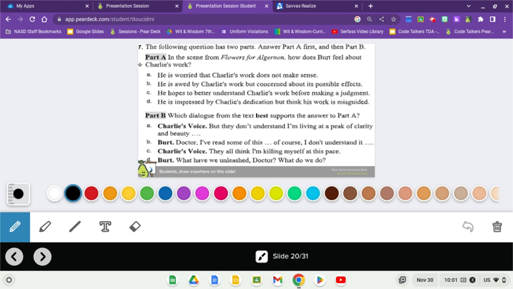So you have decided whether you want to circle A, B, C, or D. You've decided to circle one of those. Now, part B, it has parts of the play. Does this support it?